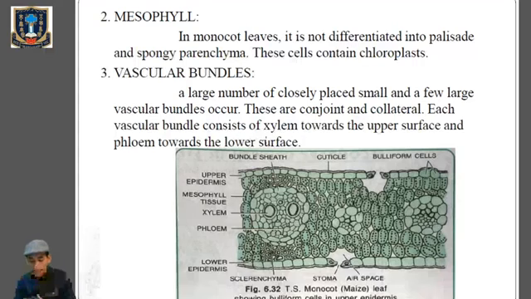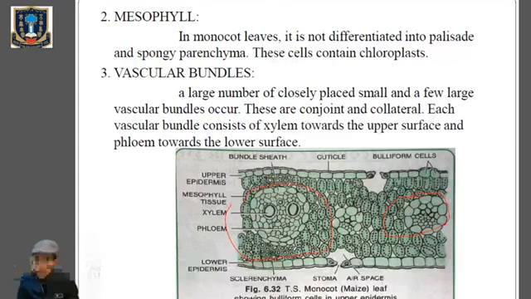Next one is vascular bundles. In the monocot leaf, a large number of closely placed small and a few large vascular bundles occur. You can see over here closely packed small and a few large vascular bundles. This one is a vascular bundle. Even here we can see the presence of a vascular bundle. These are conjoint and collateral, the meaning of which you have already learned in the previous classes, so try to recall it. Each vascular bundle is composed of xylem towards the upper surface and phloem towards the lower surface, and due to the parallel venation in the monocot leaf, it is reflected in the similar size of the vascular bundles.